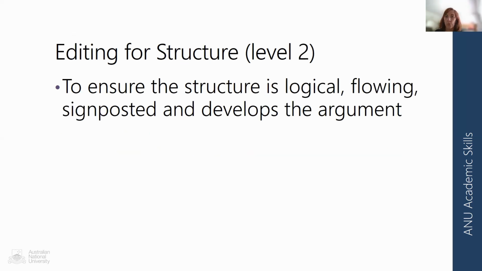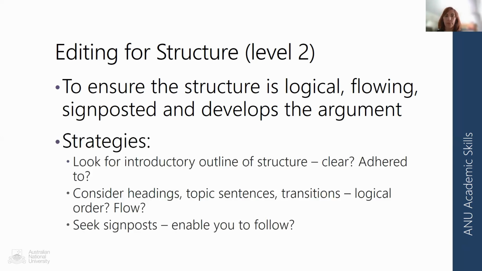How are you at the macro level really signaling the development of your argument throughout all of your chapters? And then once you do that, you can move on to editing for structure. Then you can make sure that structure is in the right order, that it makes sense logically, that it has a flow and cohesion to it, that you've signposted why you've moved and how you've moved into the next section, the next piece, the next point of your argument within a chapter.